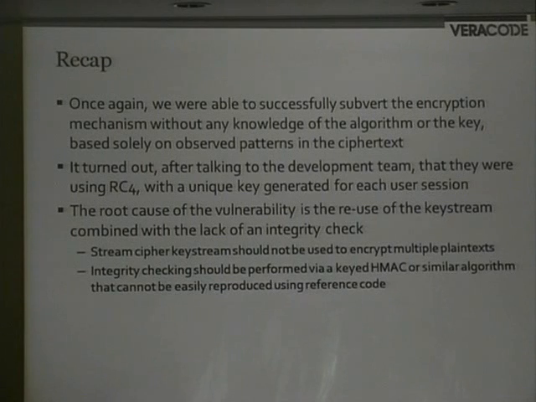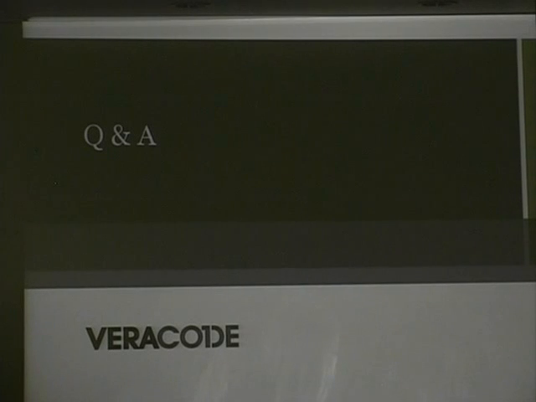And then what they had for an integrity check was a CRC24, which is not intended to be an integrity check. There was nothing secret about it. It was a reference algorithm, so it really didn't add any security. So that's the second case study.